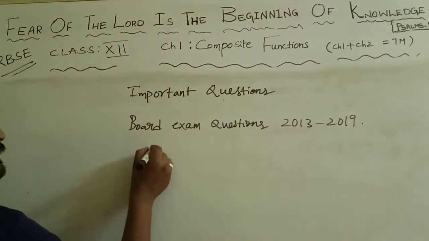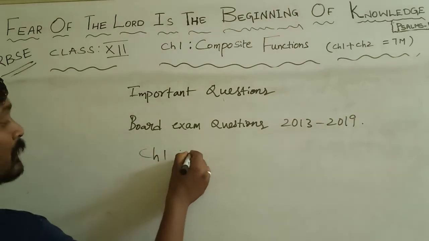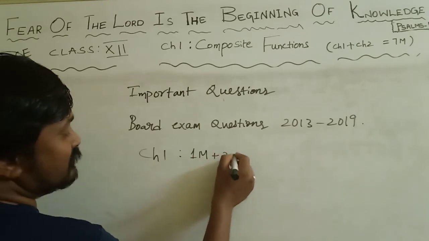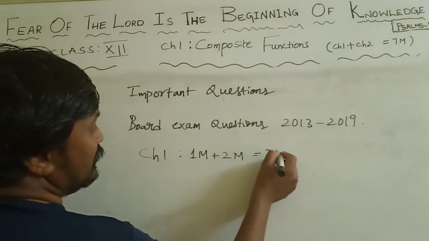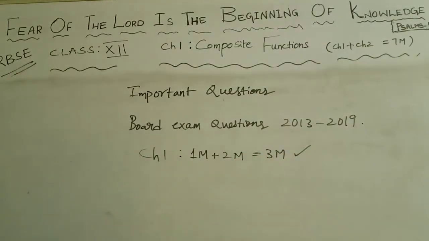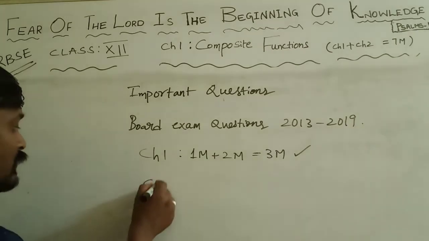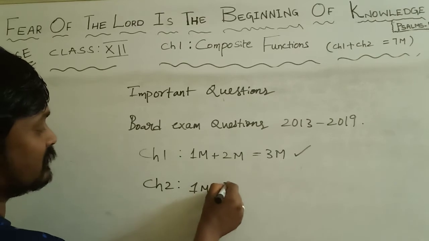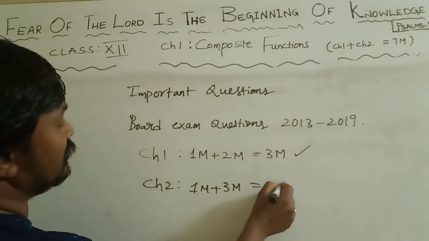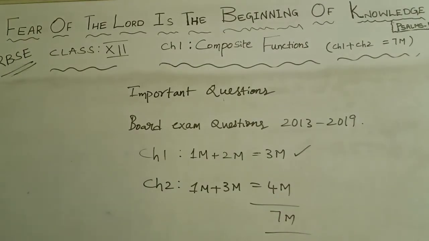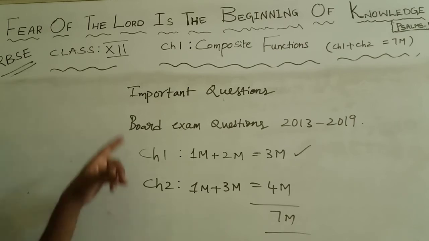I already said to you chapter 1 plus chapter 2 is 7 marks. In chapter 1, there is one 1 mark question and one 2 mark question, so totally 3 marks you are going to get from chapter number 1. In chapter 2, you are going to get one 1 mark question plus one 3 mark question, totally 4 marks, and both together 7 marks. So in this session today, we are going to discuss important questions.